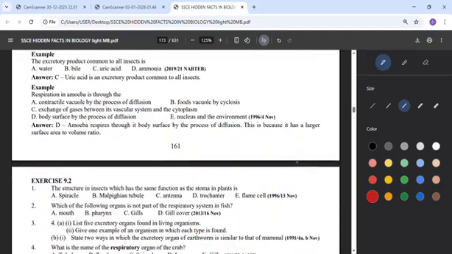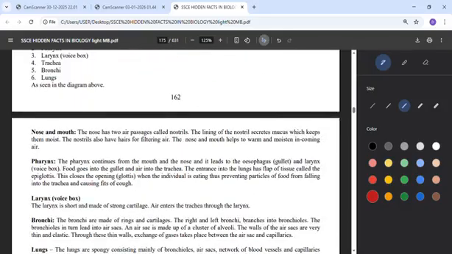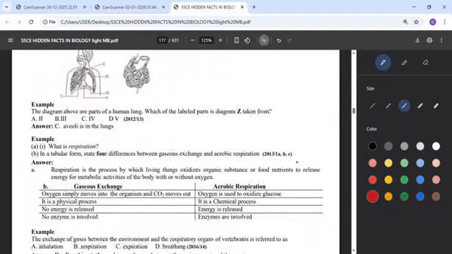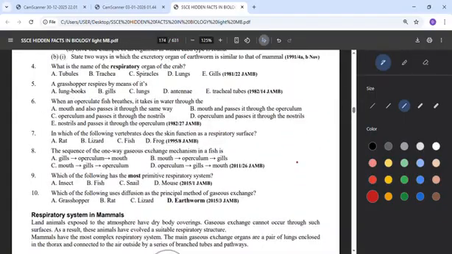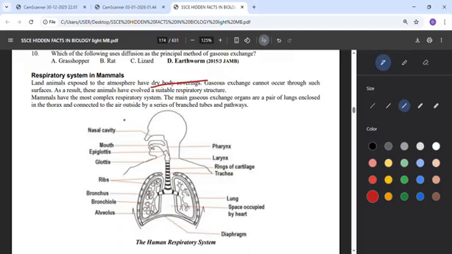So these are still more questions related to the topic. Finally, we want to use human respiration as a case study before we round up. Humans have what we call lungs, which are used for respiration. Land animals exposed to the atmosphere have dry body coverage, so gaseous exchange cannot occur through such a surface. Any surface that is dry, gaseous exchange cannot take place there.